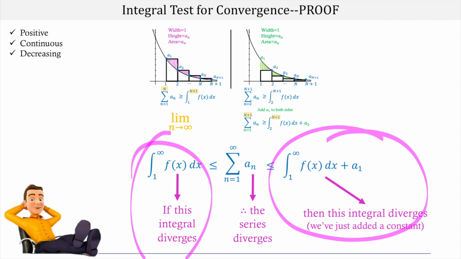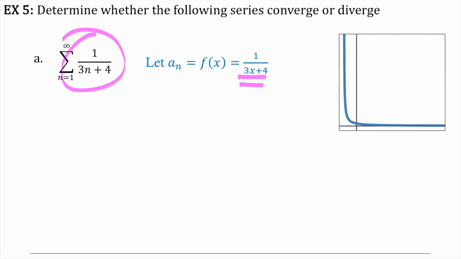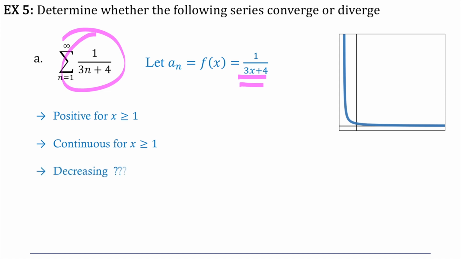Now let's see how it actually works. Determine whether the following series converge or diverge. Okay, well, if I had to integrate that, well, I probably could. So let's let a sub n equal f of x, which equals this function here. I've graphed it there for you so you could see it. It is a positive function for x greater than or equal to 1. It's continuous.